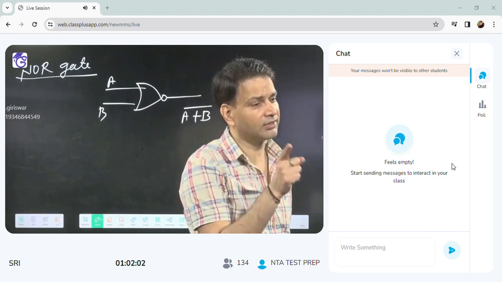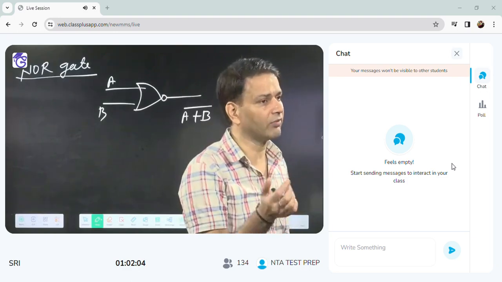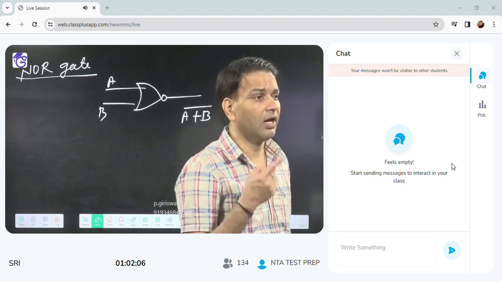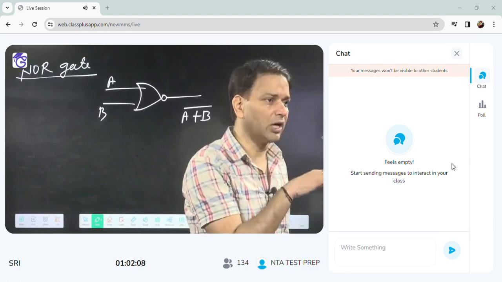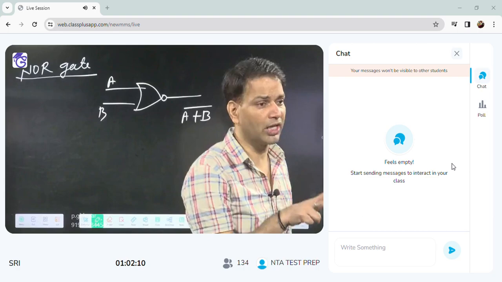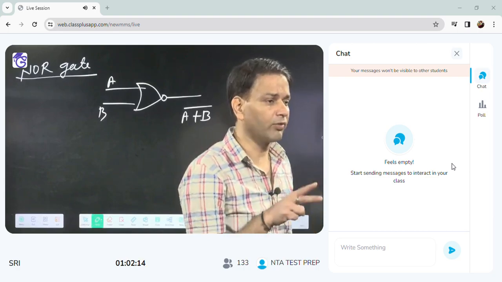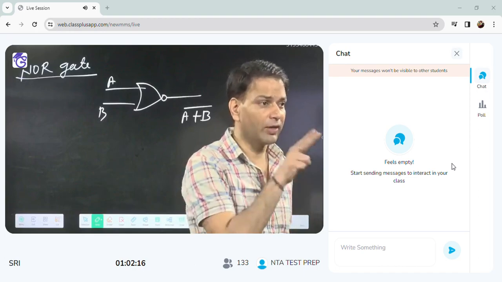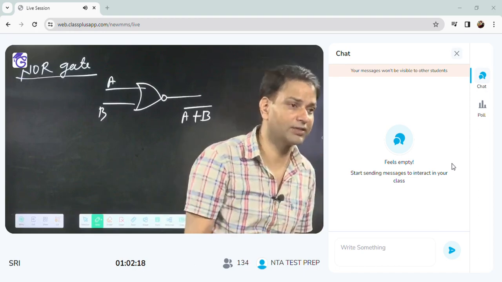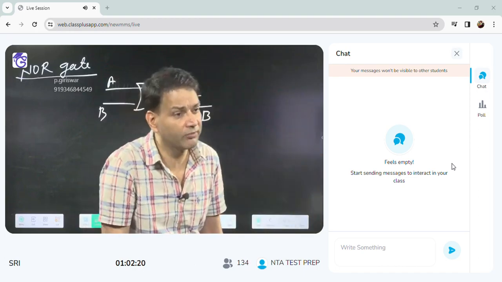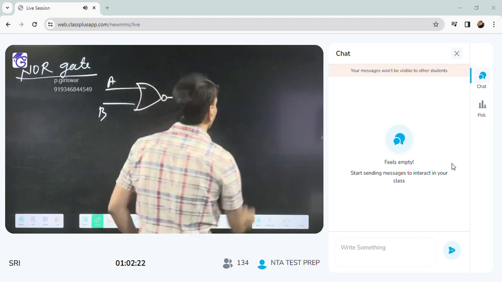If anyone is 1, then we will get 0. I repeat again, we have to think of the reverse of the OR. OR gives 0 only when both are 0. But here, we will get 1 only when both are 0. Otherwise, we will always get 0. If anyone is 1, then we will get 0. So it is the reverse of the OR gate.